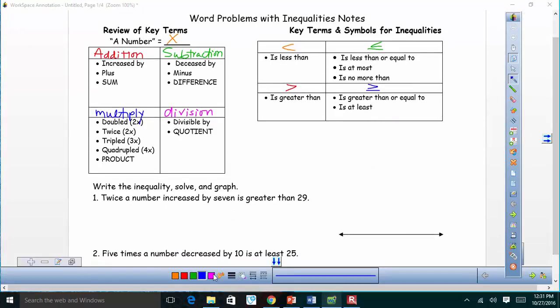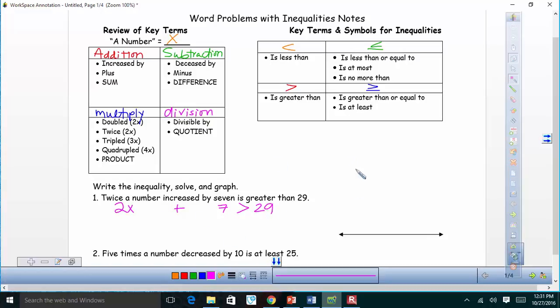So looking at number 1, it says twice a number increased by 7 is greater than 29. So twice a number is 2x. What does increase mean? Plus 7. What does is mean? Is greater than? Arrow pointing to the right, or inequality sign pointing to the right, and then 29. Okay? So there's our equation.